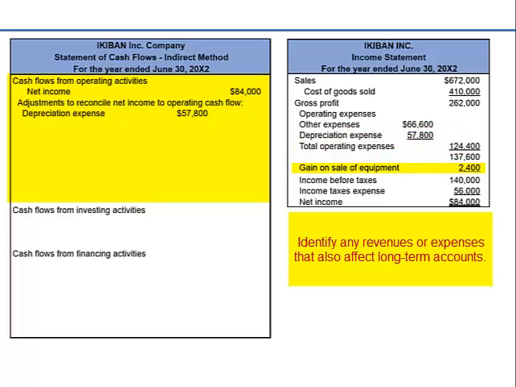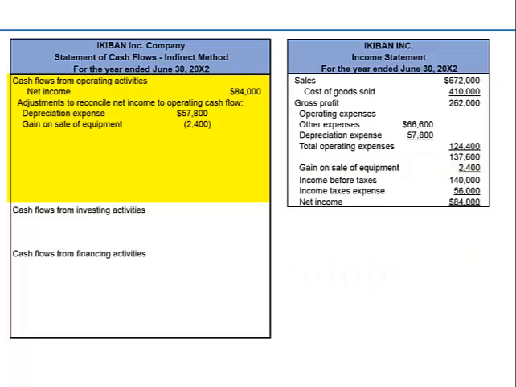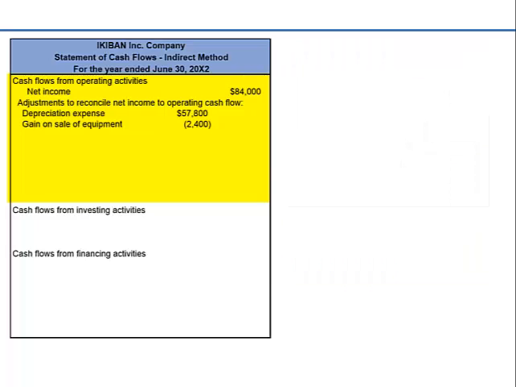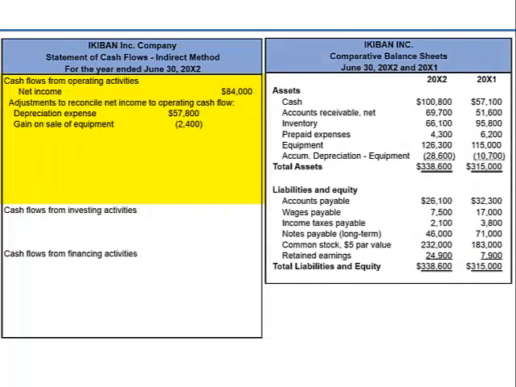Gain on sale of equipment does not provide cash beyond the amount reported in the investing activities section. Gain on sale is added on the income statement, but we subtract it as an adjustment to reconcile net income. Next, we turn our attention to the balance sheet. The change in each account on the balance sheet must be fully explained before we can say we've finished the statement of cash flows. We begin with the change in non-cash current assets and current liabilities.